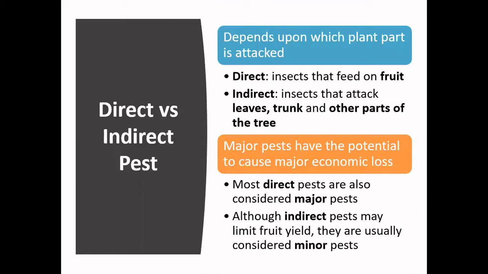Major pests have the potential to cause major economic loss, and in most cases, direct pests are also considered major pests. While indirect pests may limit fruit yield, they're often considered minor pests. That does not mean that indirect pests cannot cause significant economic loss in an orchard.